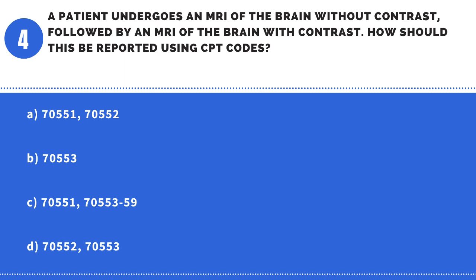Question 4. A patient undergoes an MRI of the brain without contrast, followed by an MRI of the brain with contrast. How should this be reported using CPT codes?